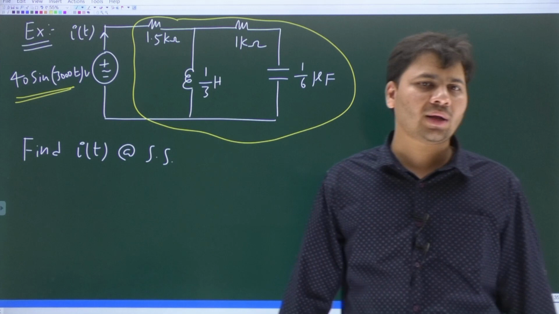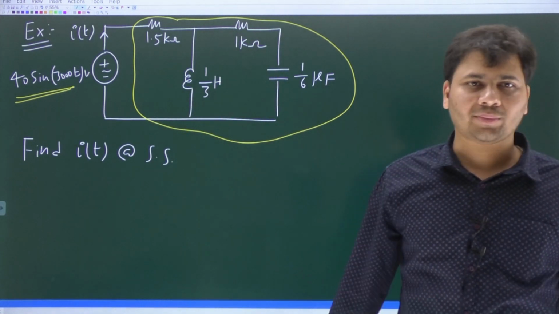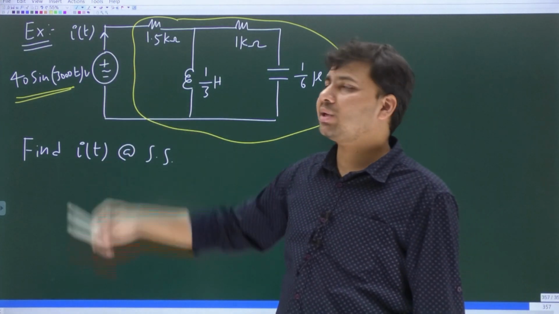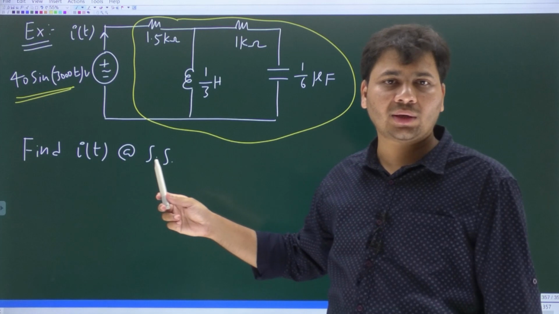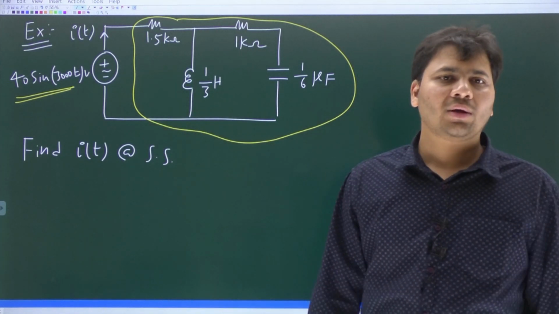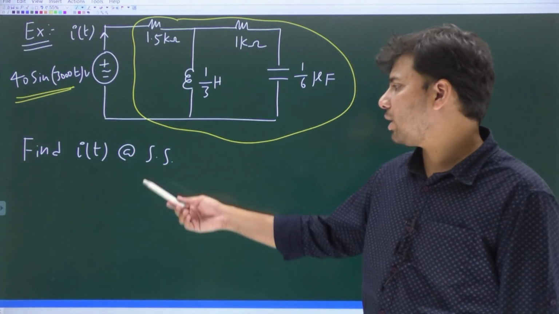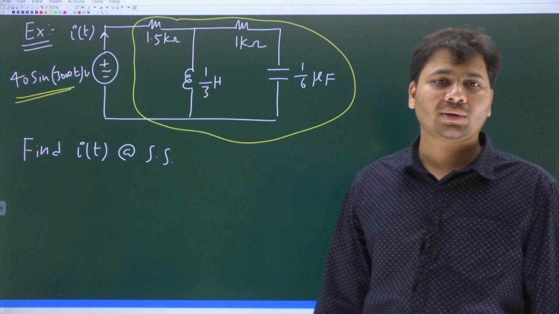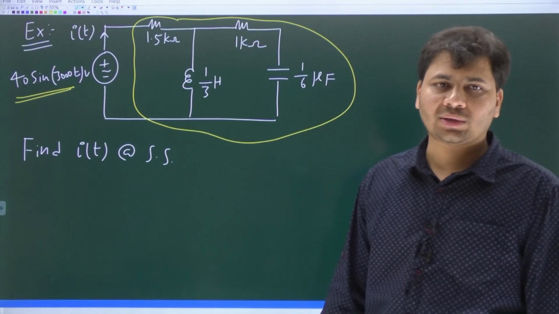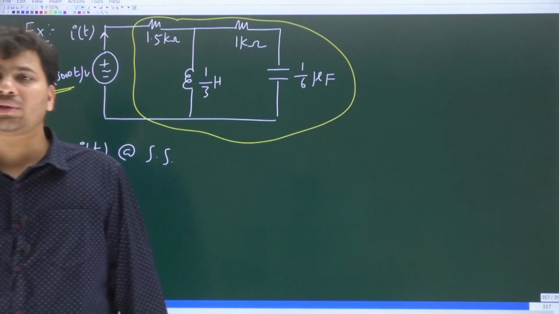Connected across the yellow color network, and the yellow color network will definitely draw some current from the source which is driving the network. So what is the current drawn by this yellow network at steady state? Once again, we should do the analysis in the phasor domain, because directly they are saying: find i(t) at steady state. At sinusoidal steady state, all currents and voltages are going to be sinusoidal. So we can conveniently do the analysis in the phasor domain.